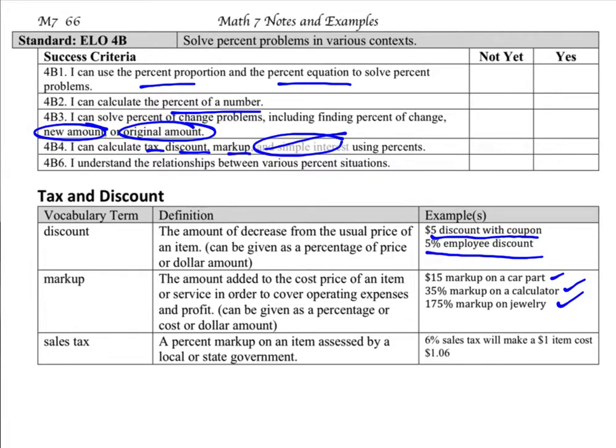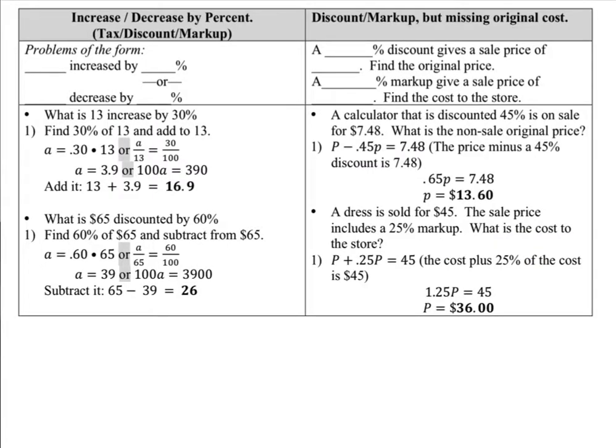Sales tax is a percent markup on an item assessed by a local or state government. For example, 6% sales tax will make a $1 item cost $1.06. It increases the price by 6%. So doing increase or decrease by a percent, these problems are of the form blank increase by blank percent or blank decrease by blank percent. So 13 increased by 30%, there's the example of it. What is $65 discounted by 60%? You find 60% and subtract it off.